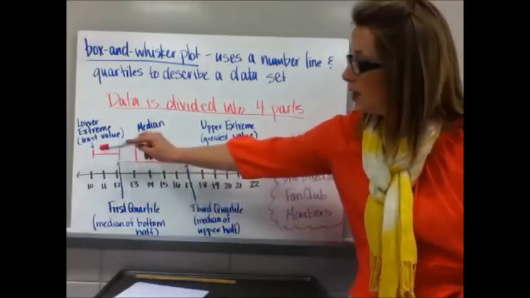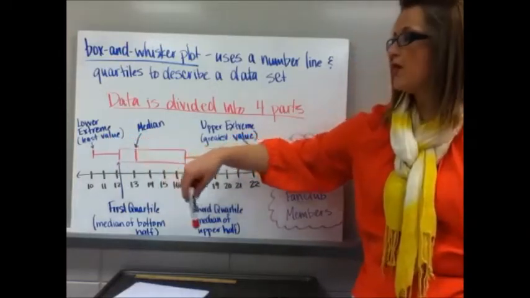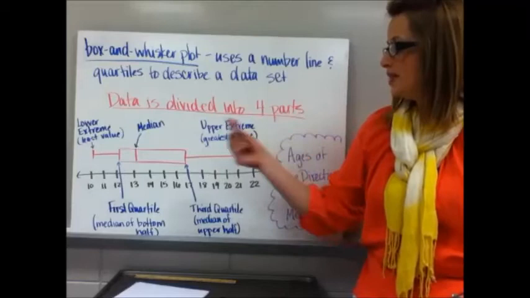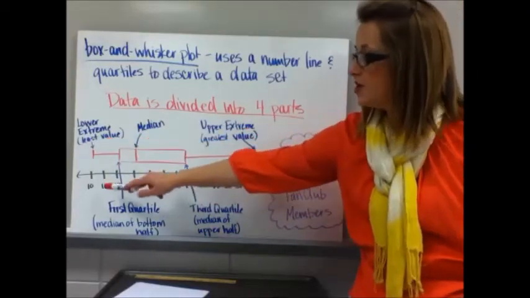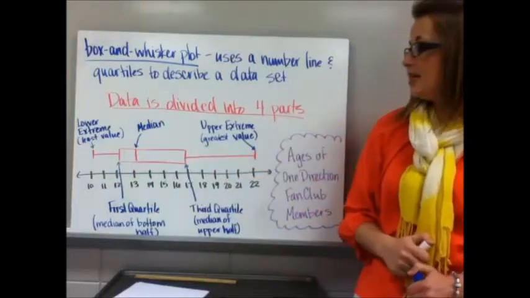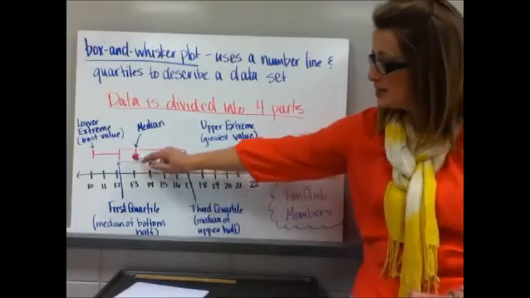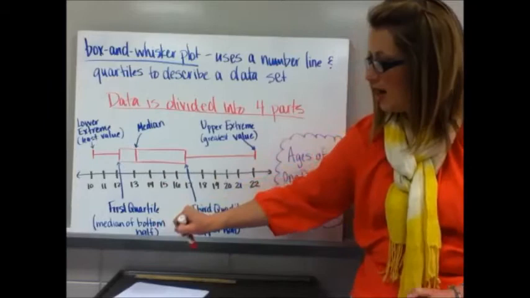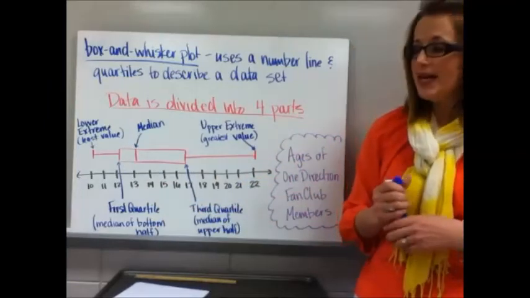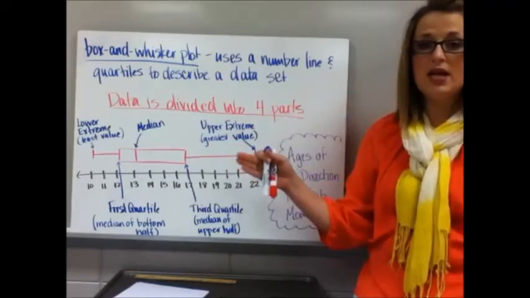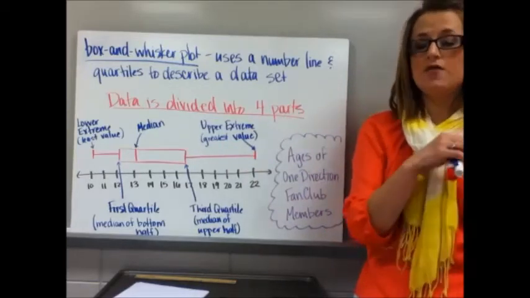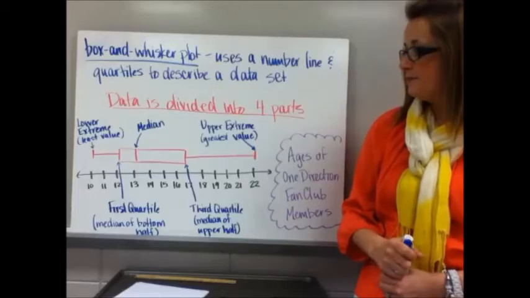First is called the lower extreme, or the least value. You'll hear other things like that. So that's the lowest number in there. The youngest person in the fan club is a 10-year-old. Then the next number is the first quartile. It is the median of the bottom half. It's like you're taking the bottom, you half it like you're finding the median, and then you half that bottom half. You find the median of the bottom half.